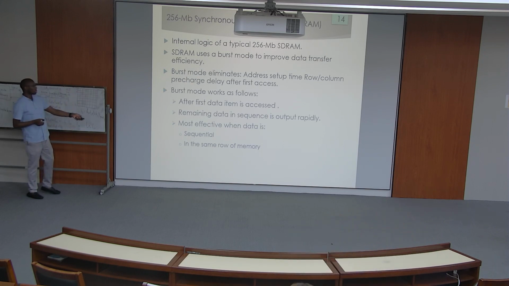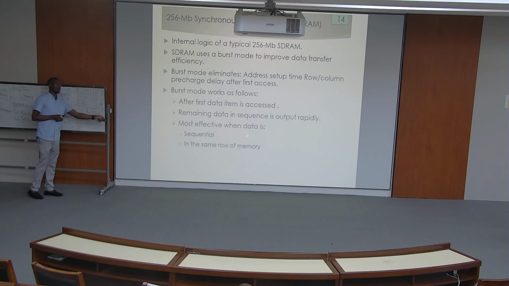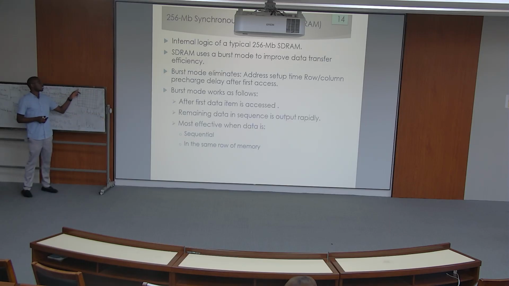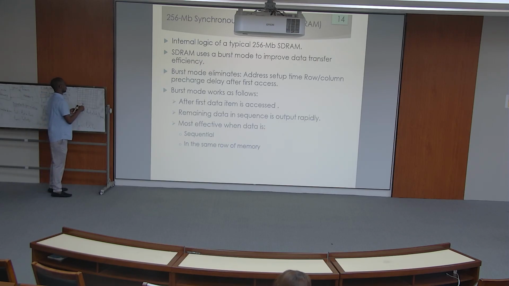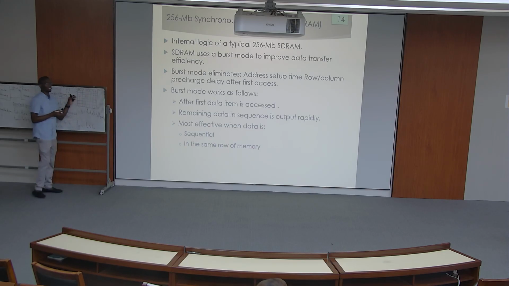So that is what I said. It is in the same row of the memory. If the data that the system wants to fetch is in the same row, we have data here, data here, and data here. If the system wants to return the data in this row, that means it won't take a lot of time, because it is more effective when the data is sequential.